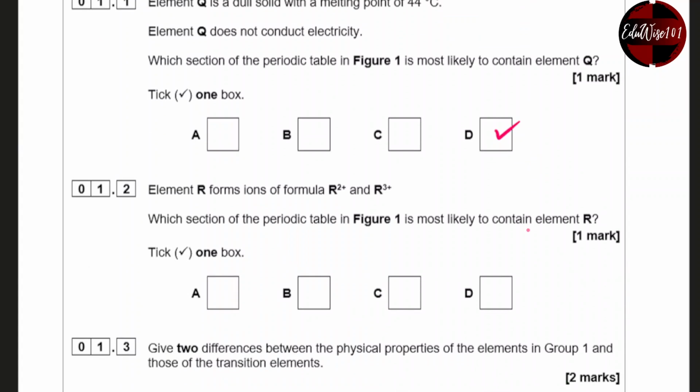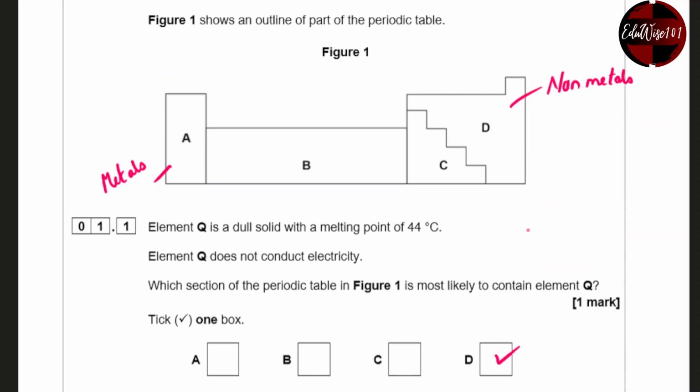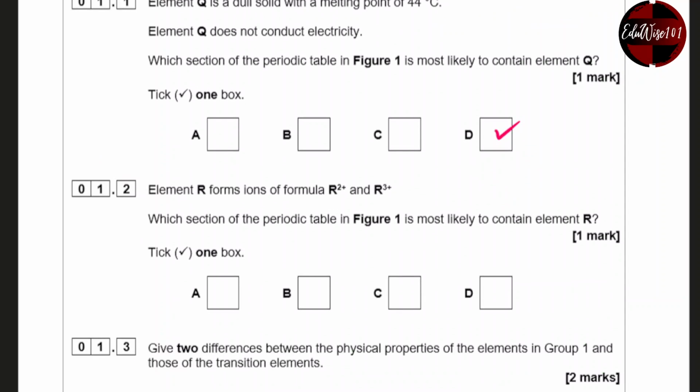Element R forms ions of formula R plus 2 and R plus 3. Which section of the periodic table in figure 1 is most likely to contain element R? Now, group 2 generally forms 2 plus ions. Now, because this is also forming 3 plus ion, it can't be in A and C. It is actually in B. It's the transition metals that have the ability to form different ions.